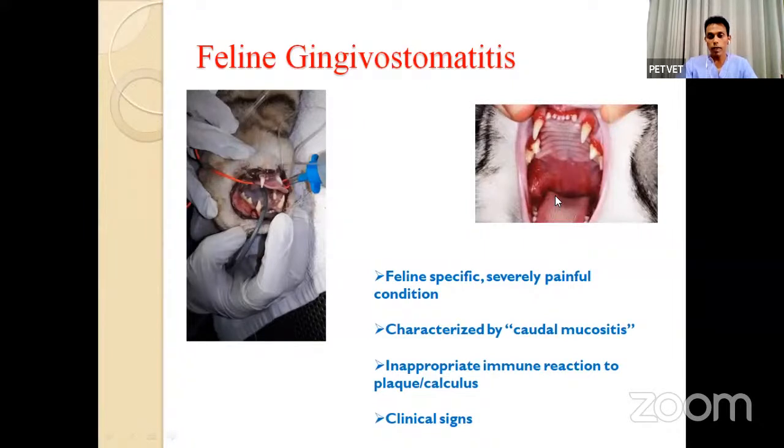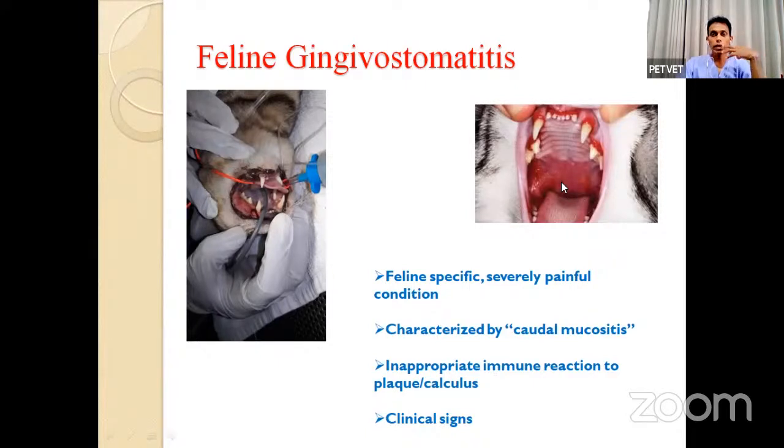Now there's a word called caudal mucositis. So this is the telltale sign of this condition. Even in the developed world, there's no specific test or anything to diagnose this condition. It's always from the clinical examination. So this caudal mucositis, or the redness at the caudal, at the back of the mouth, is the telltale sign of this feline gingivostomatitis.